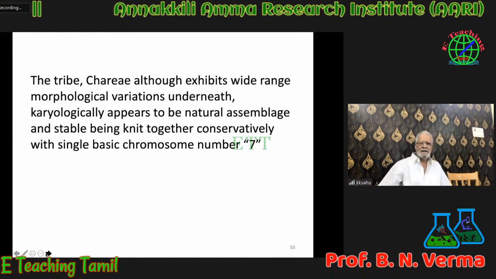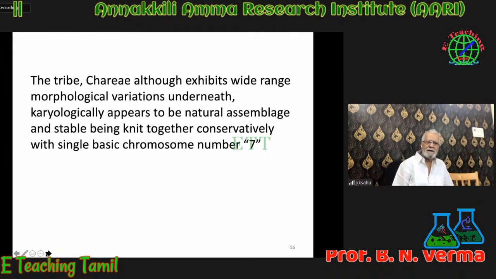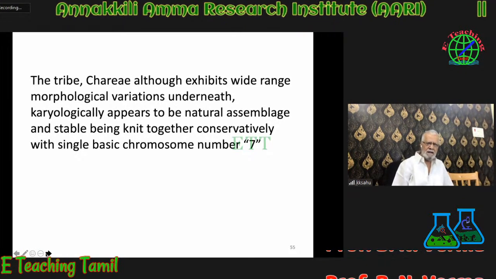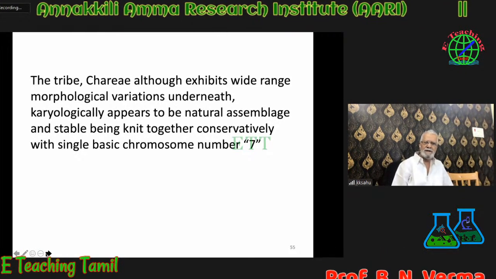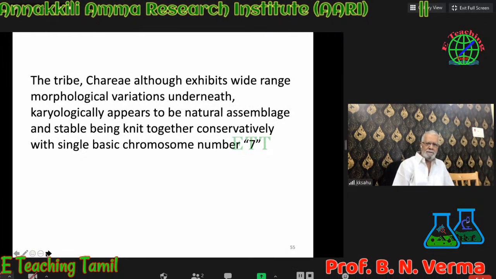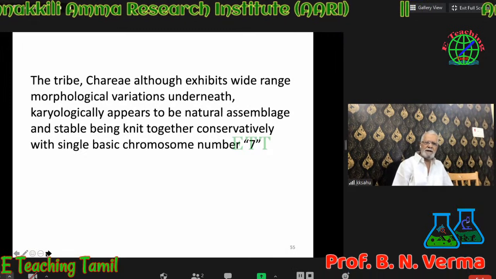So karyological inference is more convincing and supporting. The tribe Chareae, although it exhibits a wide range of morphological variations underneath, karyologically appears to be a natural assemblage and a stable being knit.